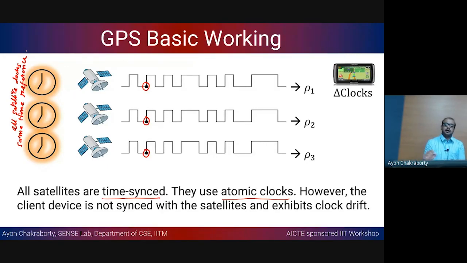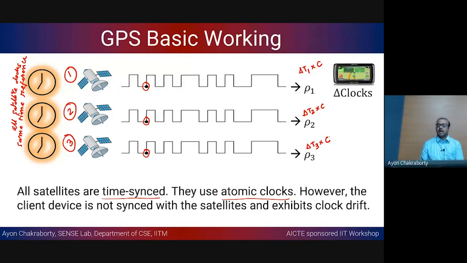Okay. And what are this rho 1, rho 2 and rho 3? These are the distances or the ranges that we have calculated from a given satellite to the device. So this is satellite number 1, this is satellite number 2 and this is satellite number 3. So delta T1 multiplied by C, where delta T1 is the time taken by the signal for traveling from satellite 1 to the device. So delta T1 multiplied by C gives me rho 1, delta T2 multiplied by C gives me rho 2, delta T3 multiplied by C gives me rho 3.